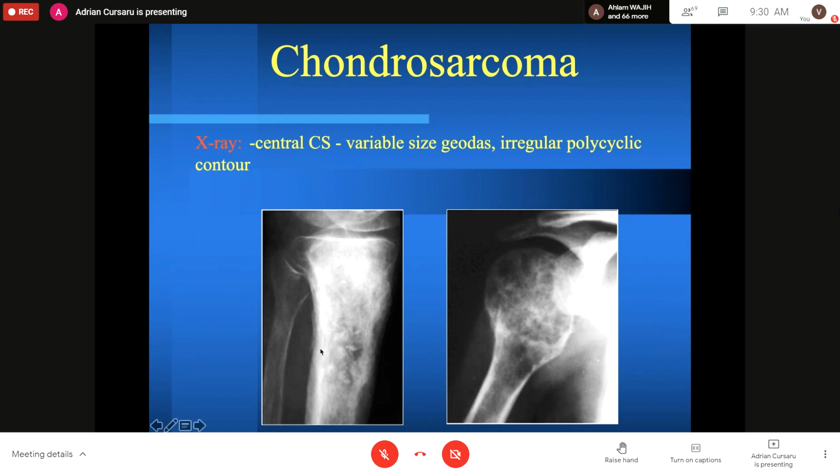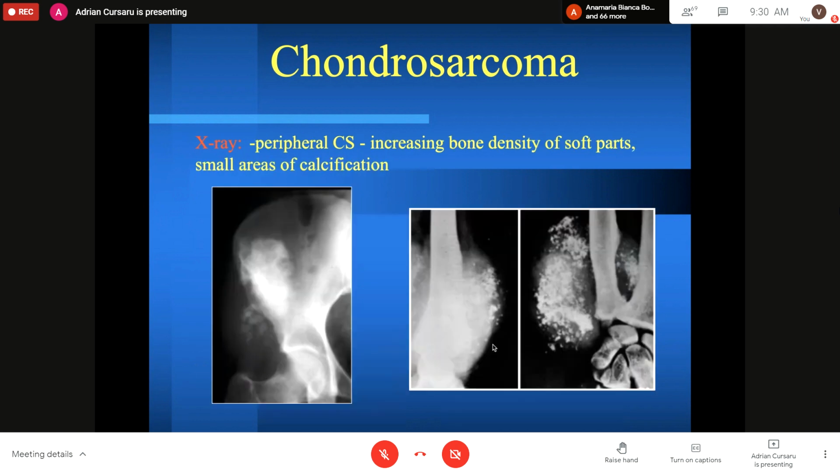You can see here that we have osteocondensation on the central part with osteolysis, which emphasizes the limit between the normal bone and the abnormal bone. That's on the proximal part of the tibia, and that's an example of chondrosarcoma on the proximal part of the humerus. You can see here that we have osteolysis. We don't have a big periosteal reaction, but in time it will appear.